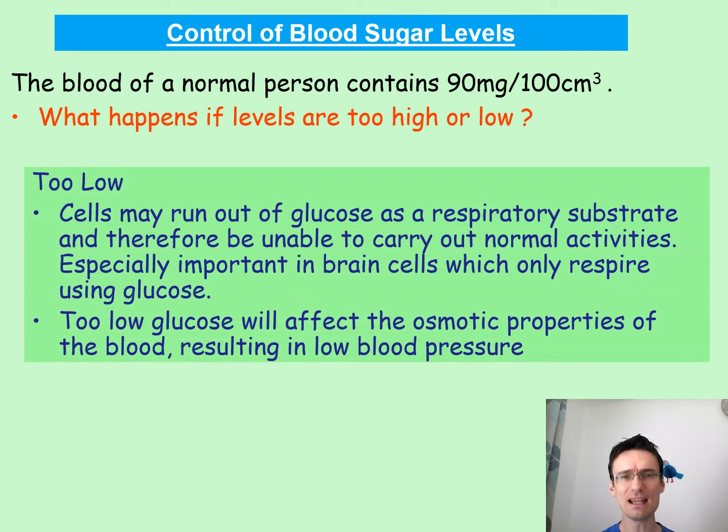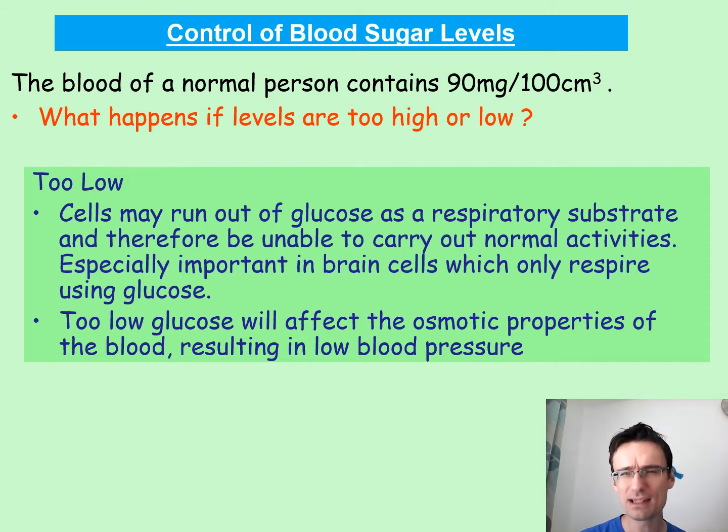Now, obviously, if it goes wrong, it can cause significant health issues. So if you've got too little glucose in the blood, you obviously might run out of glucose, which is a respiratory substrate, and therefore you can't carry out normal activities. This is particularly important in the brain cells, which only respire glucose. Some molecules and cells can only use glucose as a result. And if your glucose gets too low, it can also affect the osmotic potential of the blood, and that might result in low blood pressure.